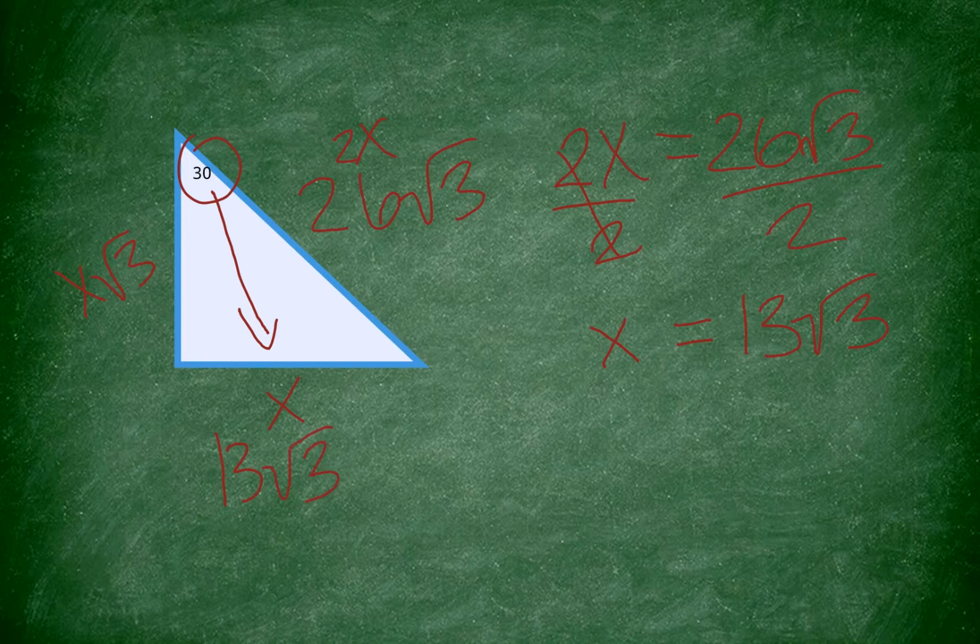And if X is 13 square root 3, then this side right here is X square root 3. So I've got to multiply 13 square root 3 times the square root of 3. And that, of course, gets me 13 square root 9, which could then simplify to 13 times 3. So that's going to be, 3 times 3 is 9, 39. So this is 39.